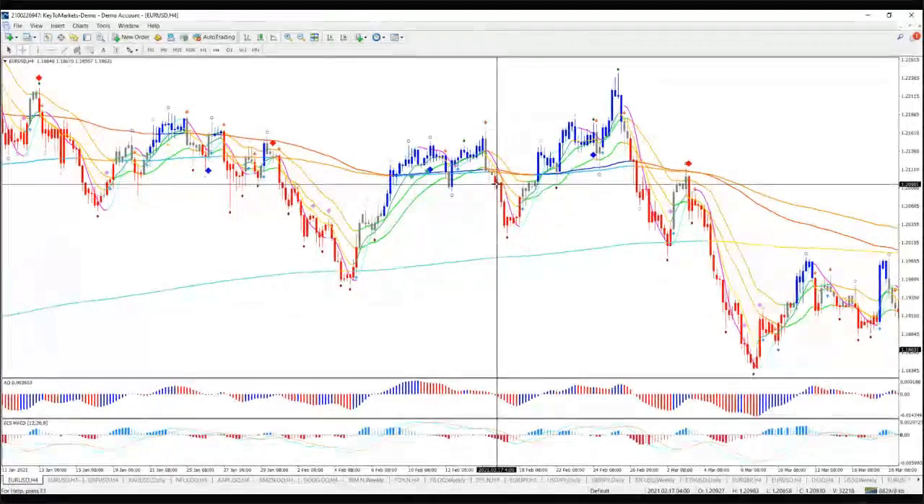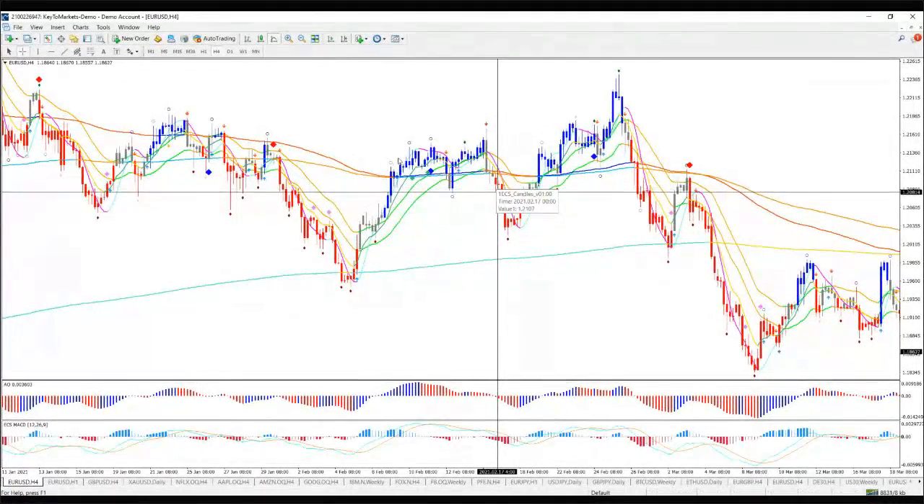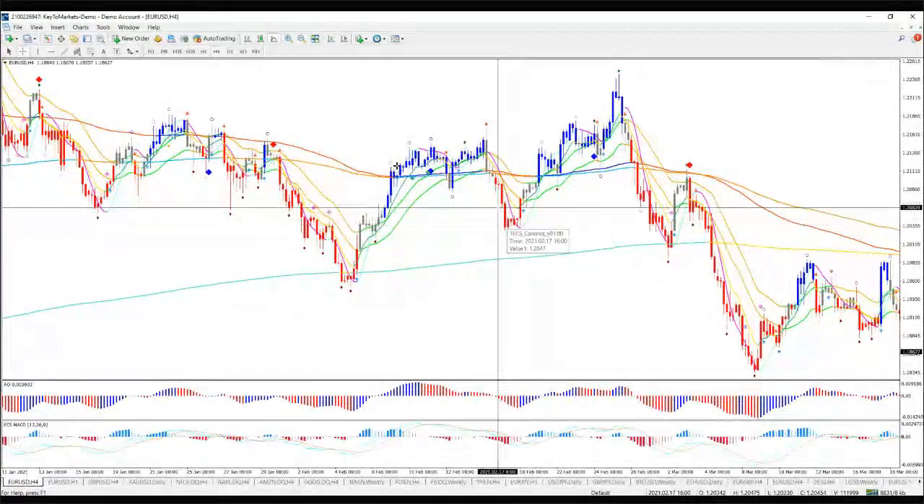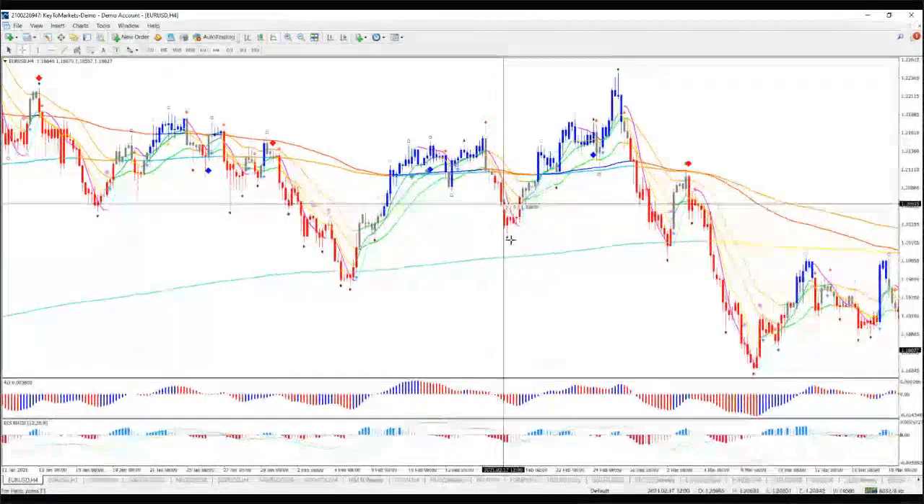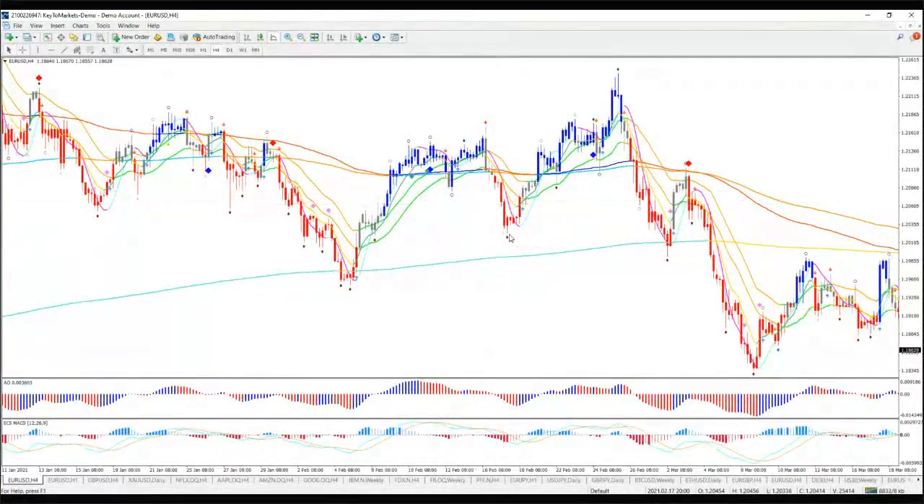Personally, and yeah, 50-50, I would say. There are some things for it. Of course, the bigger downtrend, and the fact that probably this is going into a downtrend. But I would say 50-50 now.